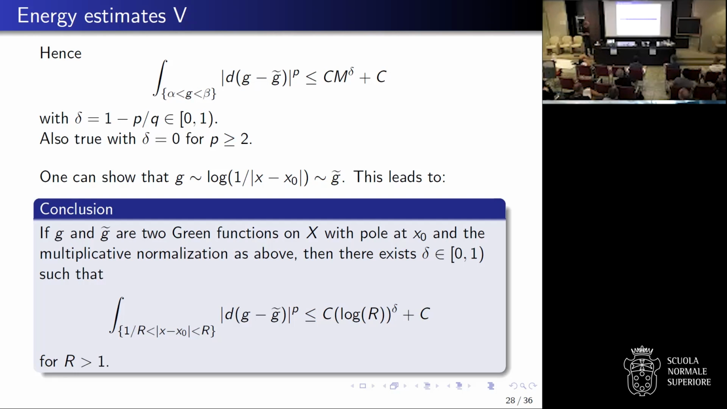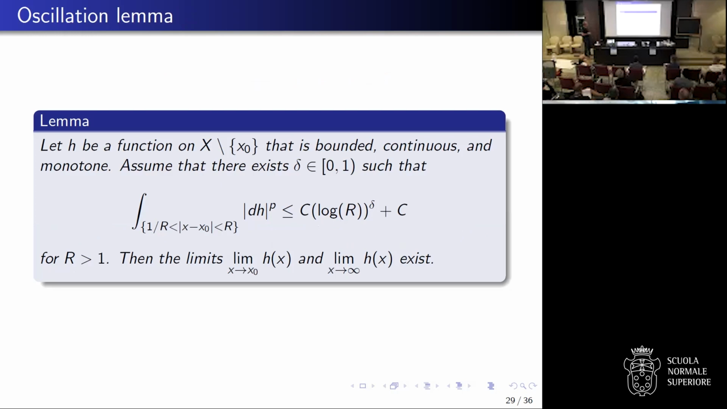Okay. Now the nice thing is that this can be fed into what I call the oscillation lemma, namely, if you have this sublinear decay of the energy, then you can show that this function value difference has a limit under suitable assumptions that are true here. Yeah, so I formulate this in a slightly more general form.